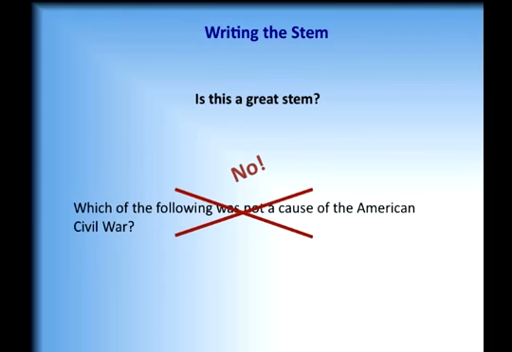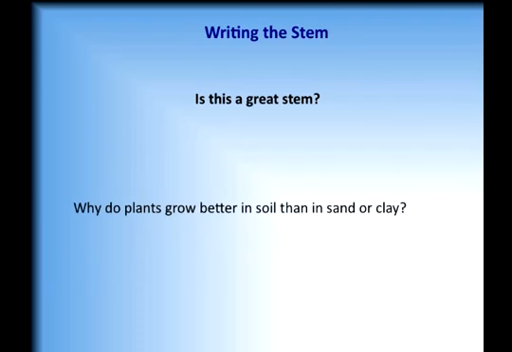This stem fails the greatness test on 2 points. First, you cannot know the answer from just reading the stem. You would need to view the options first. Second, it's written as a negative. How about this one?